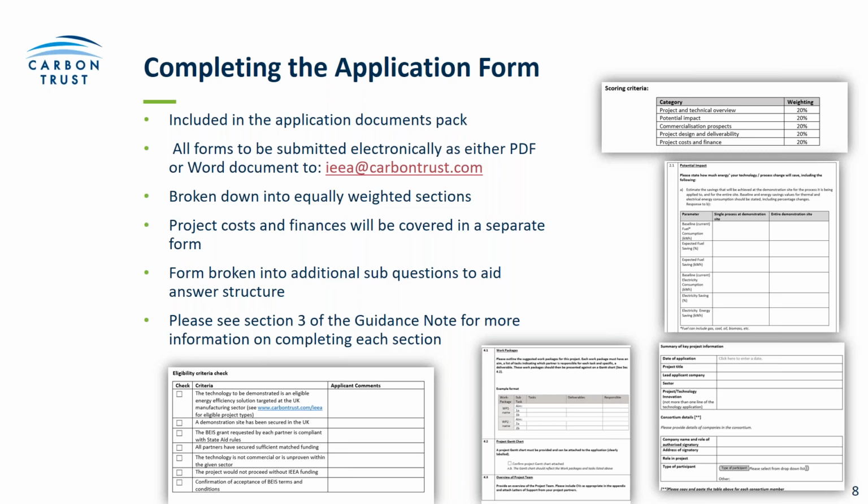Just to make it easier to fill in, the core questions are broken down into a set of additional sub-questions so that we can guide you through providing all the information that the assessment panel will need. So section 3 of the guidance note provides full details on how to fill in the form. But we're now going to take you through the core sections with a little bit of guidance on the types of things that we're looking for in those sections. I'm going to hand over to my colleague Andrew to take you through the form.